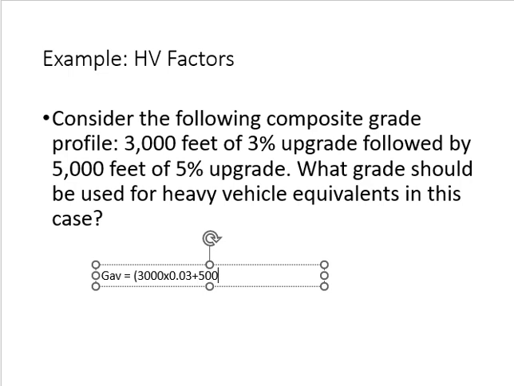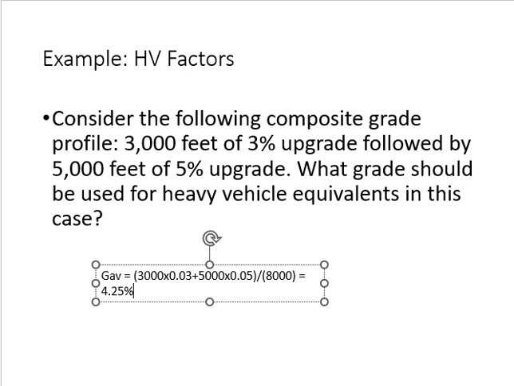Same thing for the other gradient. And I said total height upon total distance. So this is total height upon total distance, which is 3000 plus 5000. How much is that? So the average gradient is 4.25. I will take this for my analysis.